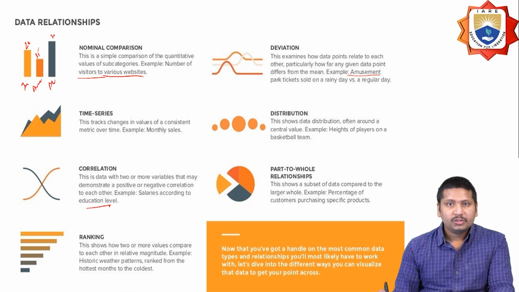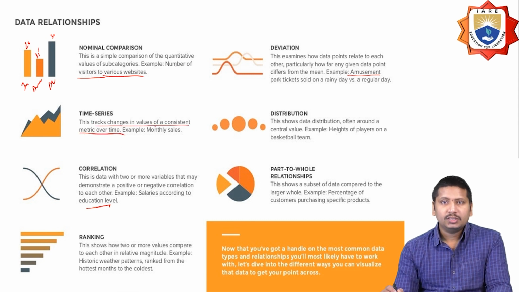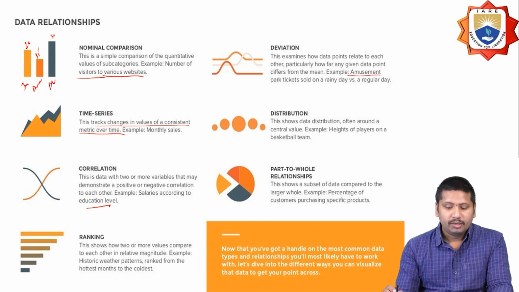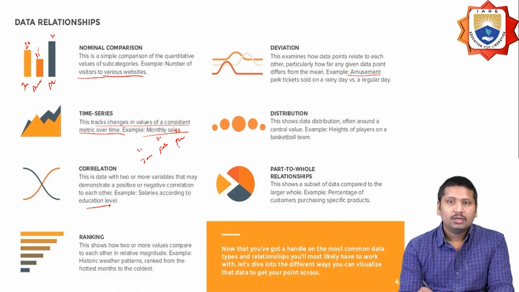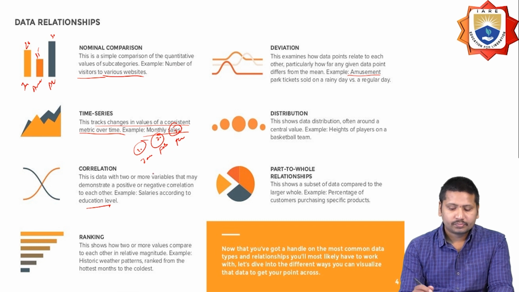And time series means this should be able to track the changes of a consistent metric over time. That means the monthly sales. So what should be the sales in January, and the number of sales in February, and the number of sales in March, like this. Okay, I am able to know. It is going to be with respect to time here.